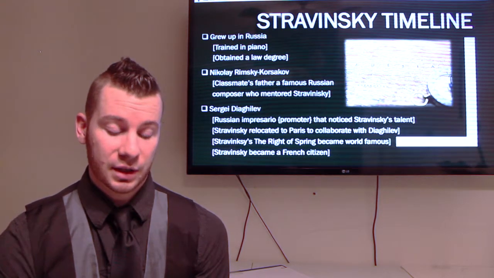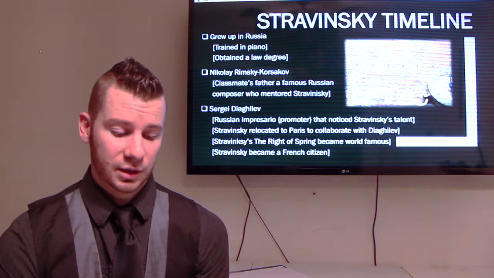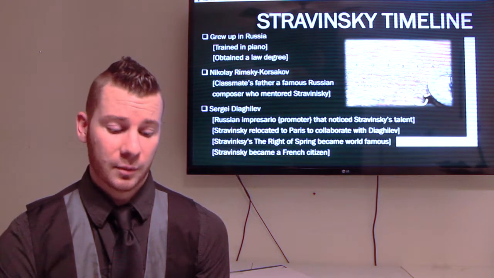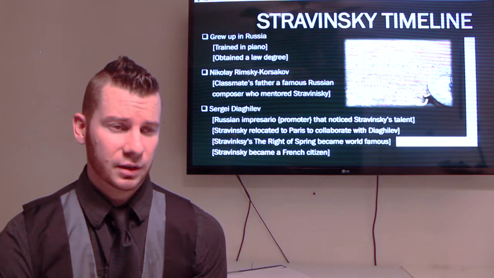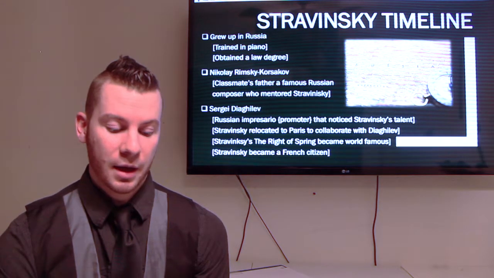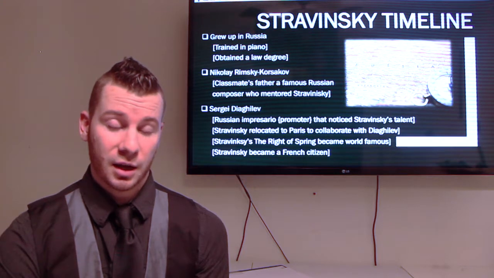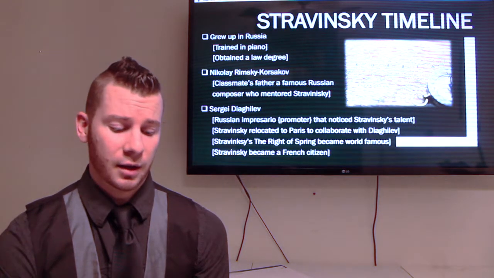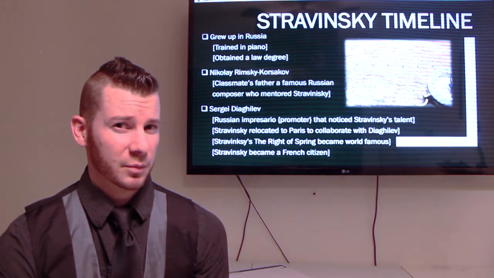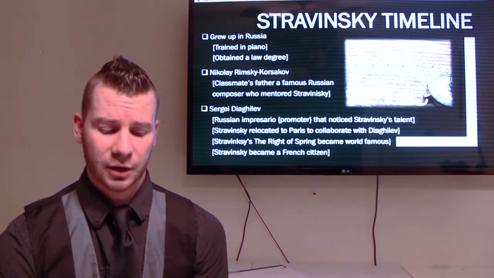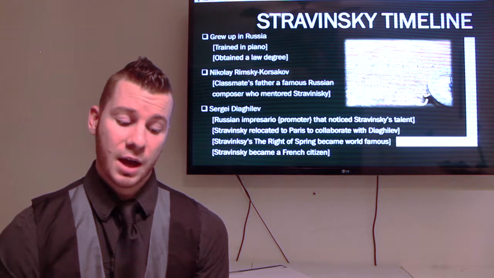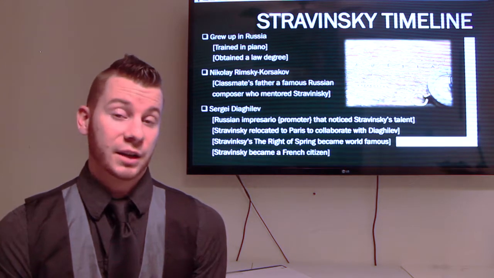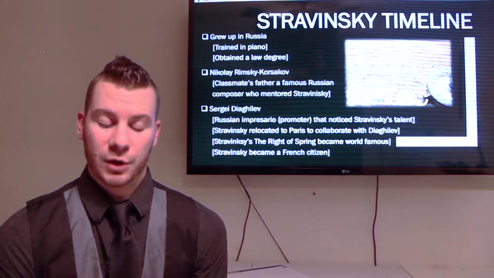So Stravinsky eventually relocated to Paris, which is where Sergei was, to collaborate with him. So here Stravinsky did his best work, in my opinion. He wrote a lot of ballets with him, very controversial sometimes, testing the limits of the audience. With this piece, Stravinsky wrote a score for a ballet, The Rite of Spring, which he was most well known for.